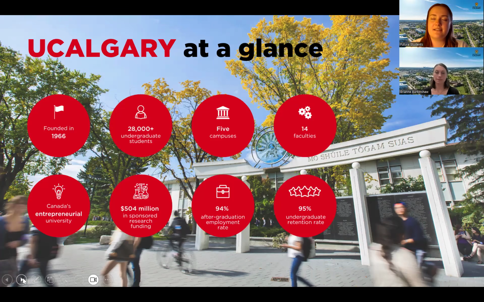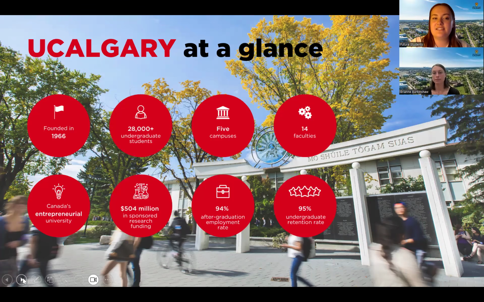And my favorite statistic of all is the 95% undergraduate retention rate. The undergraduate retention rate speaks to students who come to us for their first year and will follow through their entire degree with us 95% of the time. So that just speaks to student life satisfaction on campus, satisfaction with classes, with professors, with the content that they're learning. And as a student myself, I can definitely say that that is very, very true.